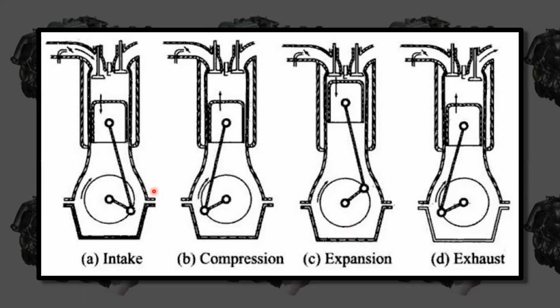See here, during these four strokes we are going to have 5 events. One is intake or suction, second is compression, third is combustion, fourth is expansion, which we can call expansion or power stroke, and fifth is exhaust. Only during the expansion stroke is the power developed. That's why we call it the expansion or power stroke.